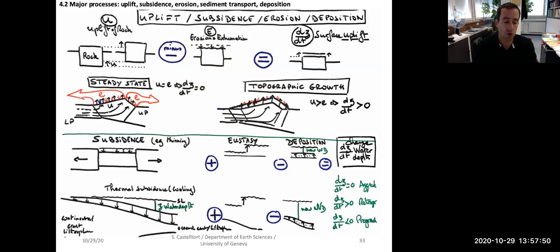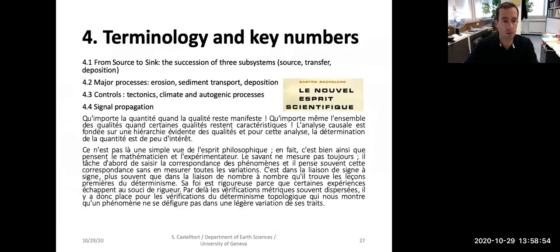The rocks are going up by a certain amount and they are eroded, and there is a resulting surface uplift. If you have 6 kilometers of uplift and 6 kilometers of erosion, you actually have no surface uplift. U minus E equals the change in elevation. This may seem at odds with this diagram. It's not.